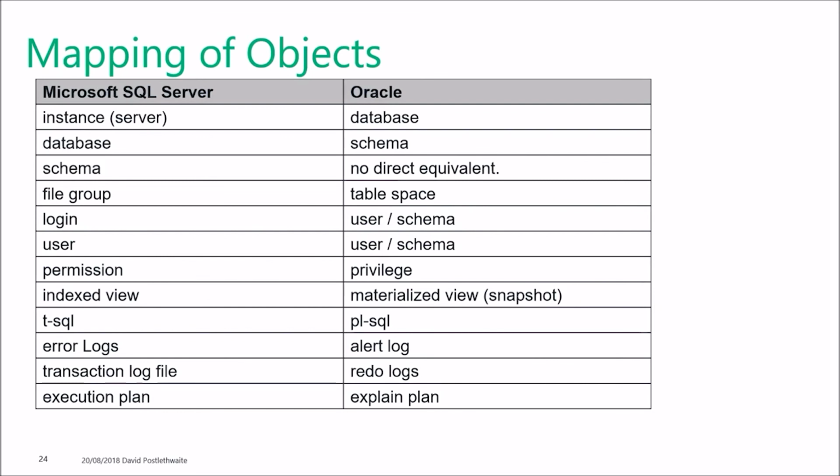So just to recap, in SQL Server, an instance or a server is equivalent to an Oracle database. A SQL Server database is equivalent to an Oracle schema. A SQL Server schema doesn't have any equivalent in Oracle. A filegroup maps to a tablespace. A SQL login or a user maps to an Oracle schema or a user. Permissions are called privileges. Indexed views are called materialized views.